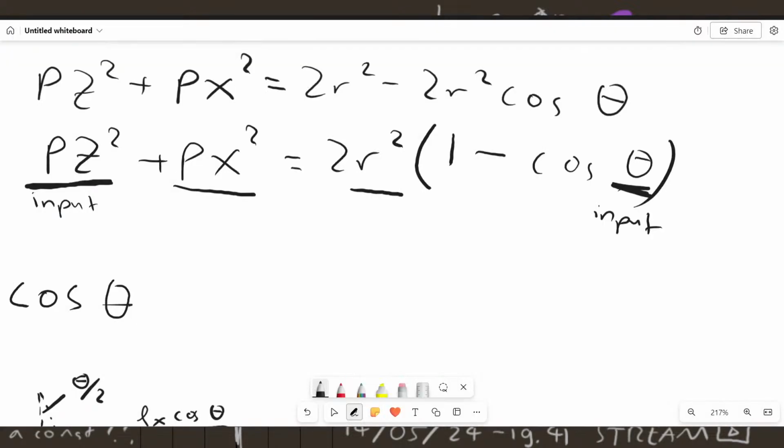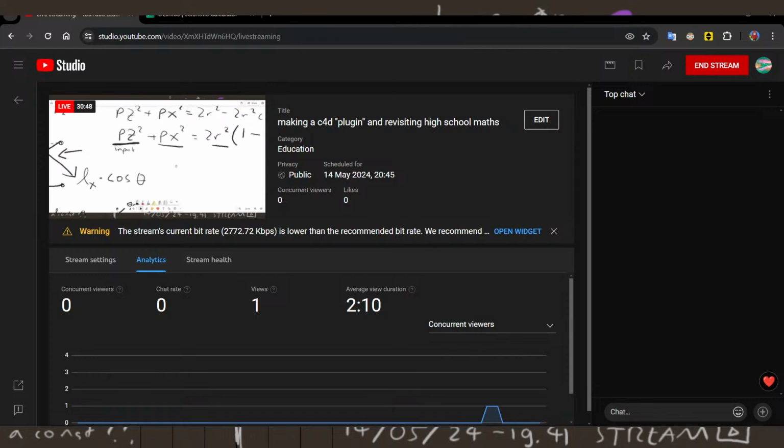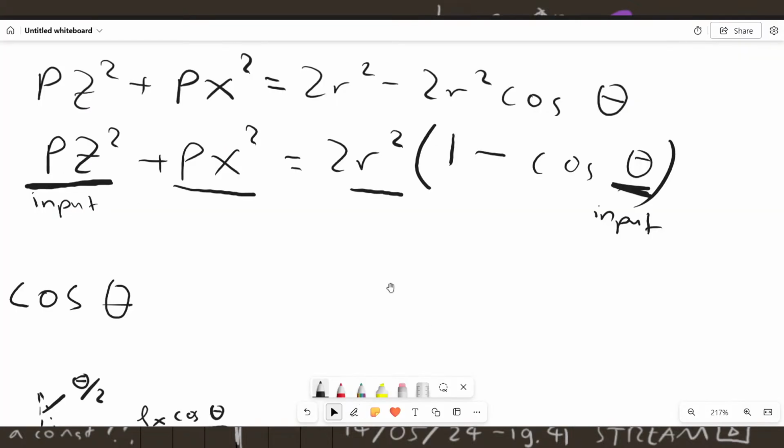I wish I had more monitors, but yeah, this is fine. I wish I had more monitors so I can open up a lot of stuff. But yeah. Water break.